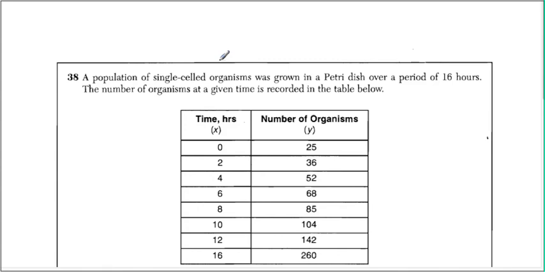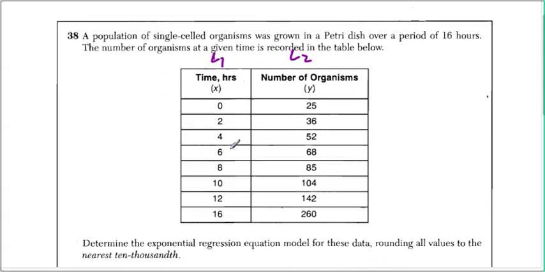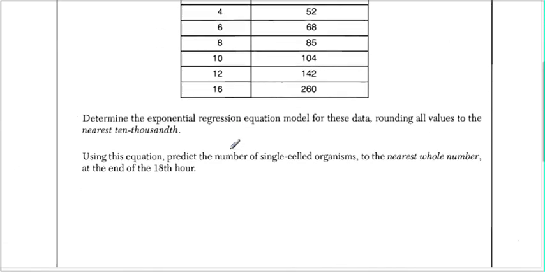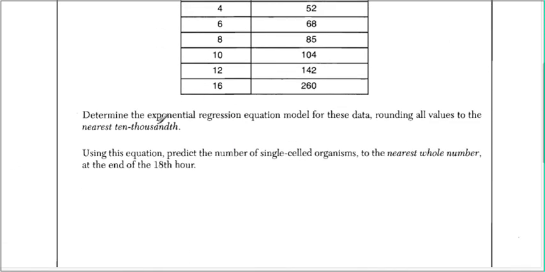Alright, over here you have L1, L2. Type them in your calculator. We're going to do an exponential regression. So in the end, that gives us y is equal to 27.2025 times 1.1509 to the x.